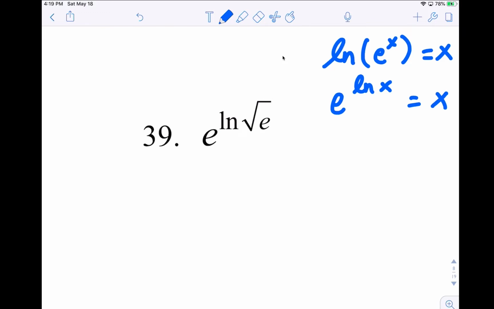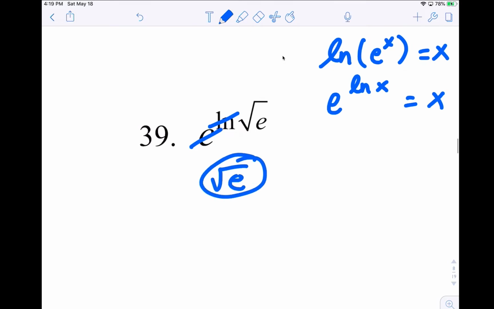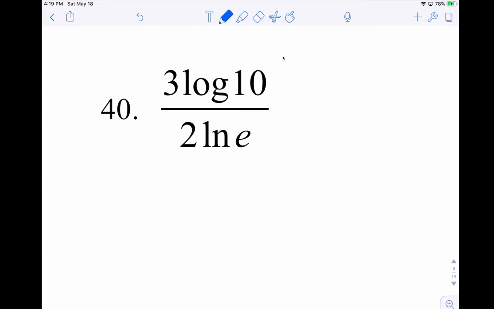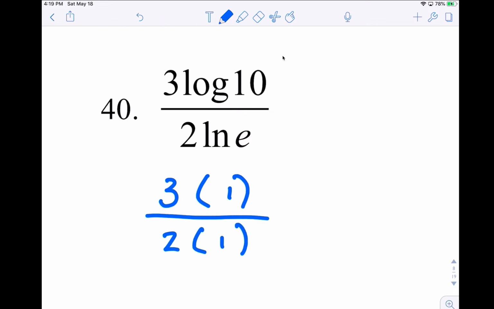So this one, e to the ln of the square root of e, this and this are just going to cancel. So you're just left with the square root of e. And then 40, so 10 to what power gives me 10, which is just going to be 1. And then on the bottom, e to what power gives me e, which is also just going to be 1. So your answer is 3x.